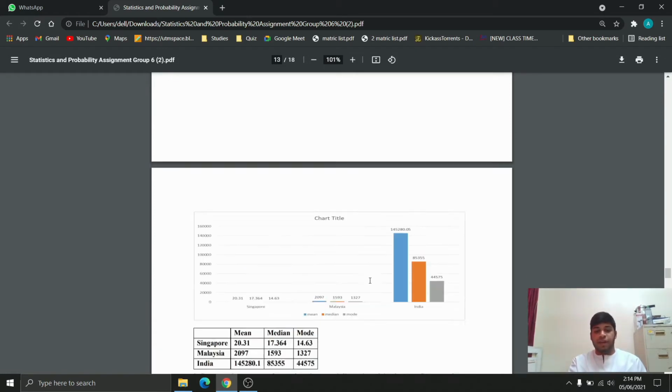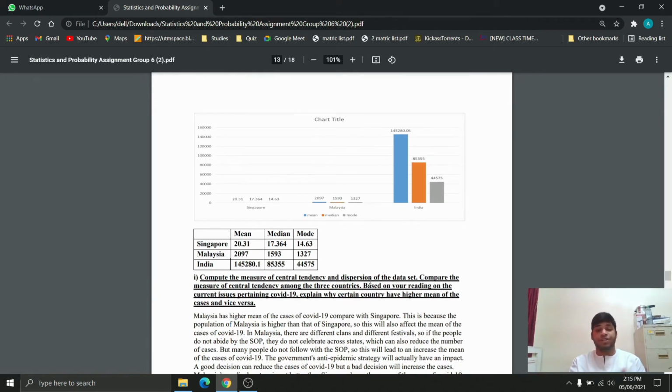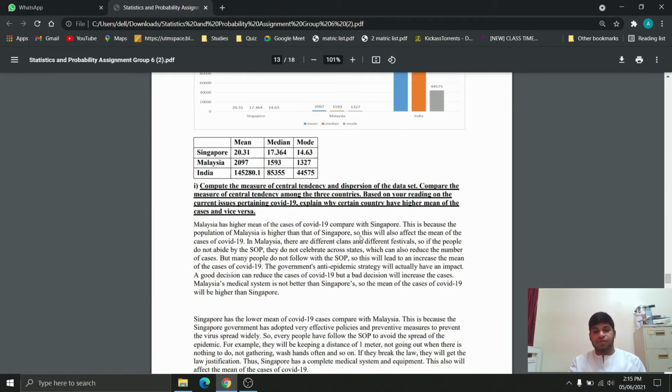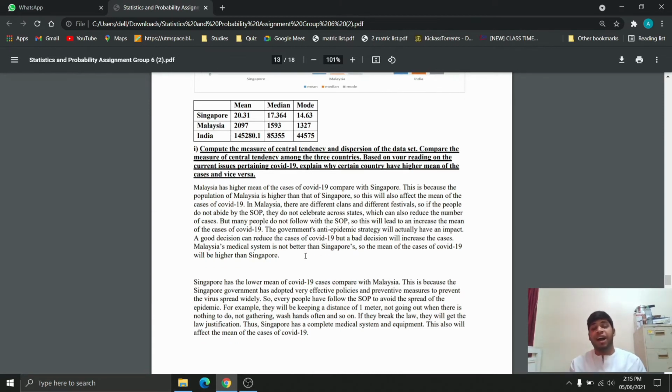Okay, so after that, we have the comparison of the three countries, Singapore, Malaysia, and India. Here are the means, and the mean is different for each country. This question is asking why it's higher for some countries and lower for others. I'm comparing Malaysia and Singapore. Malaysia has a higher mean of COVID-19 cases compared to Singapore. This is because Malaysia has a higher population, which affects the mean cases of COVID-19.